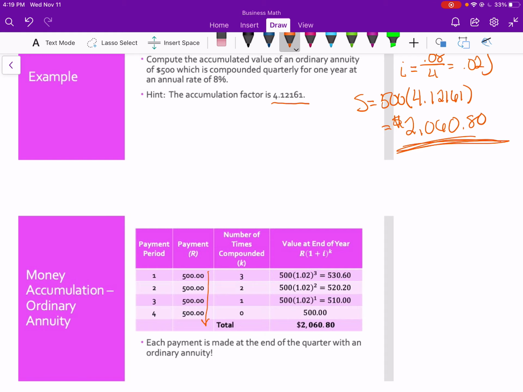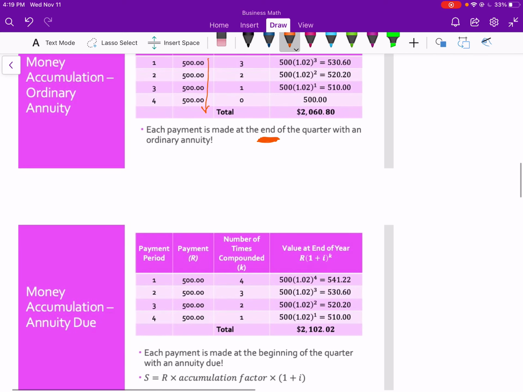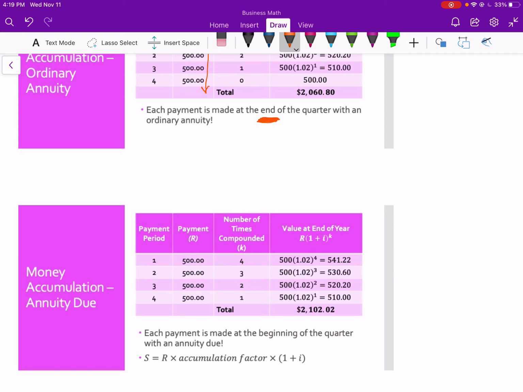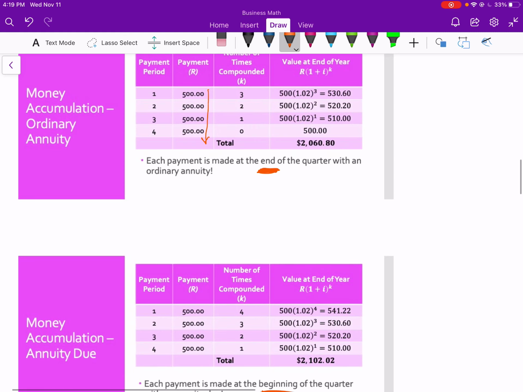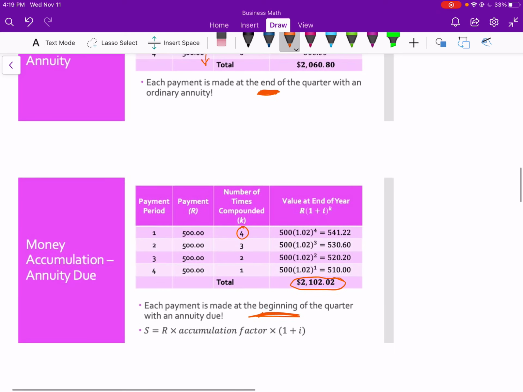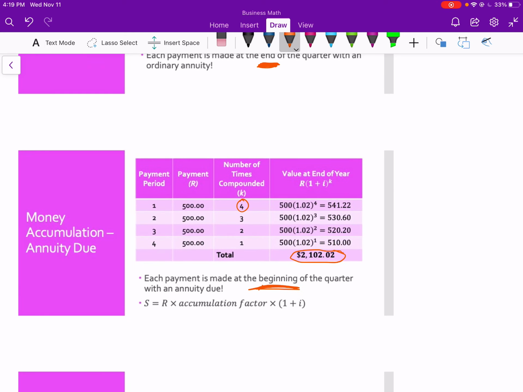The important thing to remember is that an ordinary annuity is payments made at the end of our payment period. With an annuity due, the payment is at the beginning. So notice here that the first payment was only compounded 3 times. Here it's 4. So each period gets that extra compounding time. So in the end, you do end up with more money total. How that changes our formula is S now becomes R times the accumulation factor times 1 plus I.